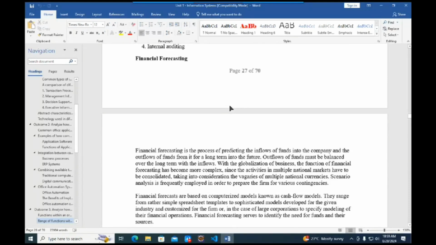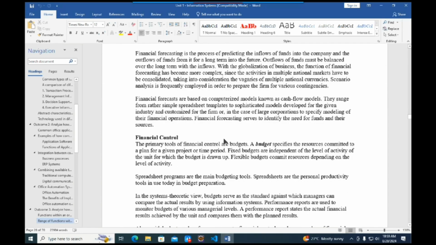Then we have financial forecasting. We need to look at financial cost forecasting. Of course, financial forecasting, as I said before, is predicting the inflow of funds into the company and also the outflow of funds from the company in the long term in the future. How will money be flowing in? How will money be flowing out in that particular company?